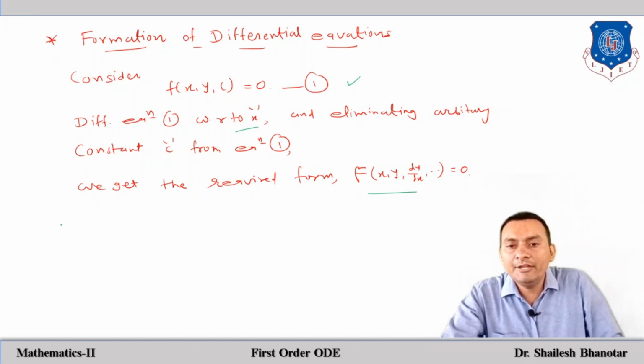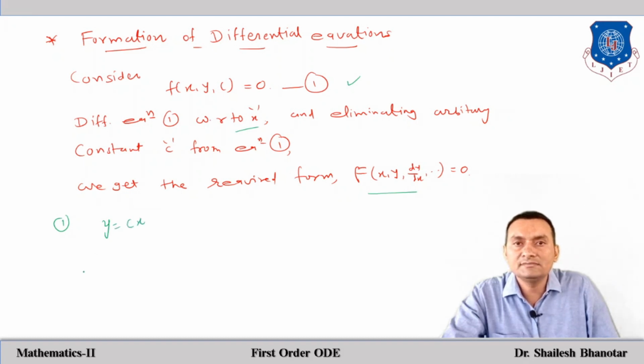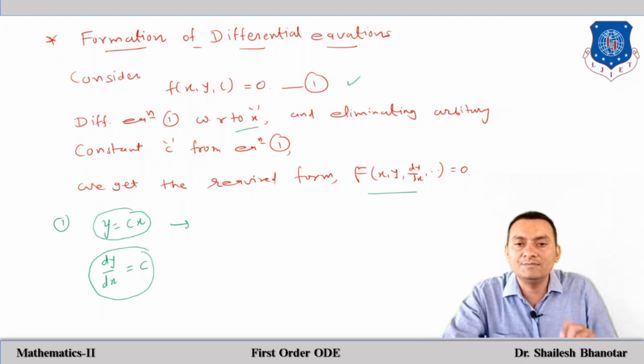If I explain with a simple question, y is equal to cx. This is exactly the solution. But suppose I want to derive the differential equation, how can we do that? First I have to differentiate with respect to x. So dy by dx is equal to c times dx by dx, which is 1. So what I have obtained is c equal to dy by dx. There is only one constant, which means we have to differentiate only one time.